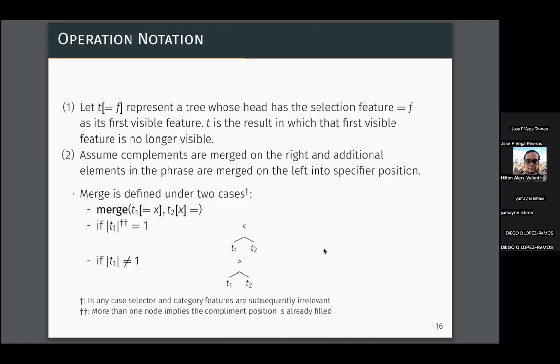In any other case, meaning we have more than one node, we want to merge it this other way, where T2 is going to be the head. That is like the second merge where you have the specifier. It will be like a second merge, but it needs a complement first.